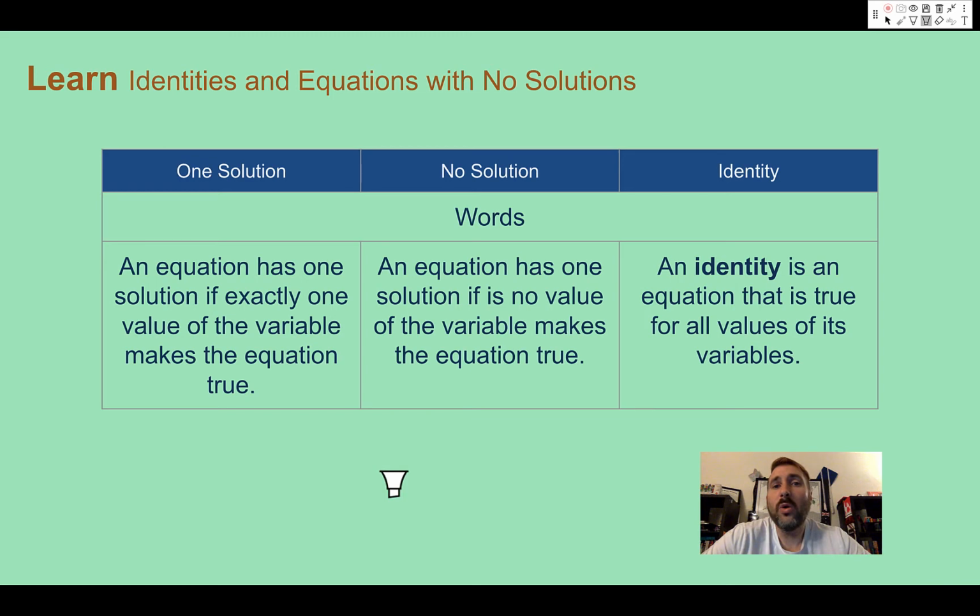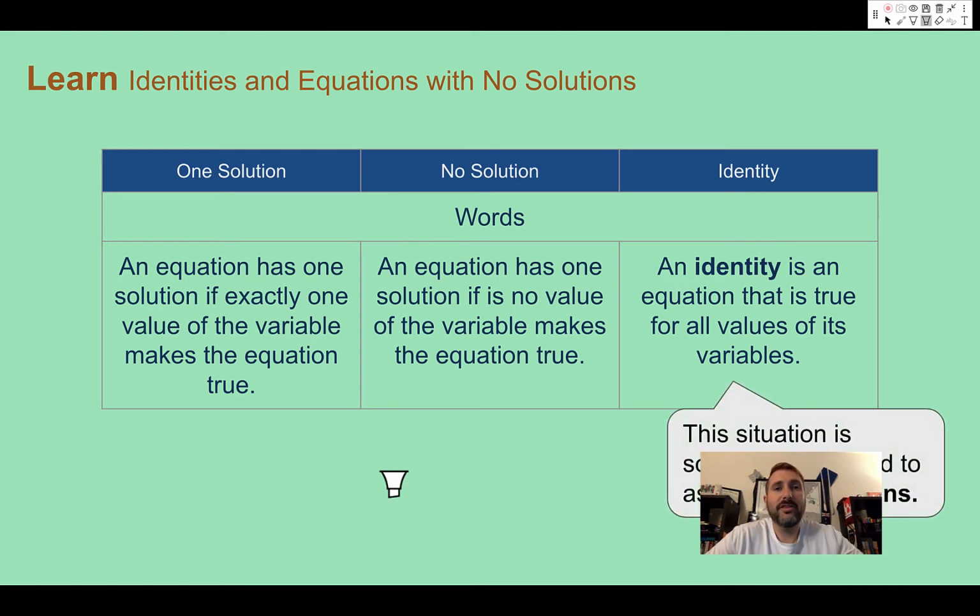We can get no solution, where no matter what we try, there's no value for the variable that will make it true. And we can get what's called an identity. The identity just means it's true for every value. The identity situation is also sometimes referred to as infinite solutions because any number you plug in works. I will generally refer to it as infinite solutions rather than identity.